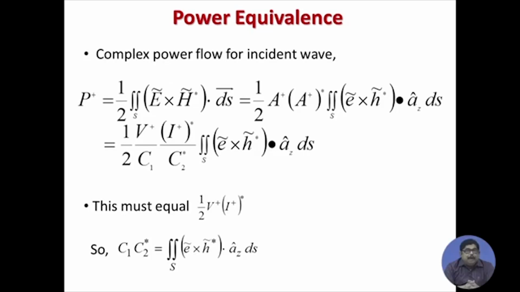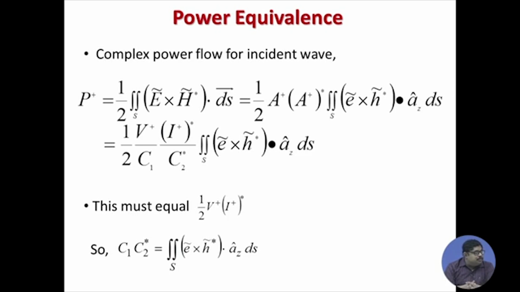So, half comes from that e to the power j omega t, it is a sinusoidal variation. Any sinusoidal quantity, its average is half. So, half E cross H star, that is a Poynting vector, it is a power intensity, power flow per unit area, that dotted with the ds vector. So, that expression we wrote.